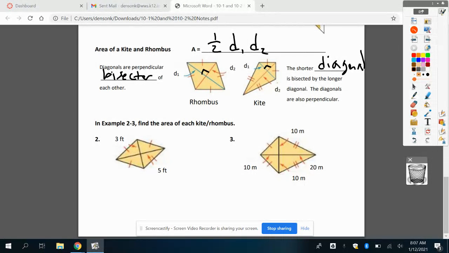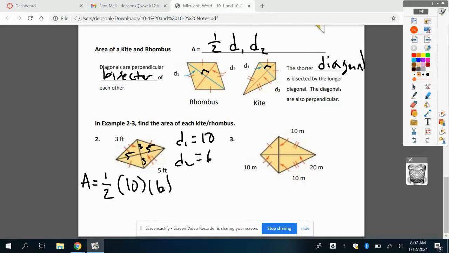So just to kind of give you an idea of how you would go about these problems is you would take the two diagonals, multiply them together, and multiply by 1/2. So for number 2, our area is 1/2. Now, it's kind of hard to tell, but this is 5. So that means this has to be 5. And this is 3, so this has to be 3. So your diagonals are 10 and 6. So you want to do 1/2, 10 times 6, and what you end up with is 30 feet squared.